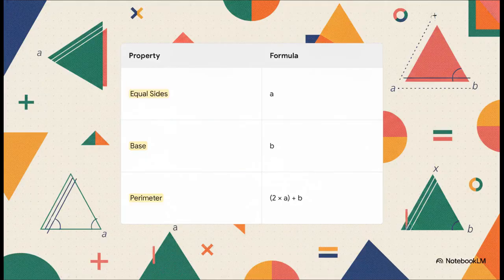Now, this unique structure completely changes how we do the math. We now have two different measurements to play with. We have A for the two equal sides and B for the base. So its perimeter becomes 2 times A plus B. It's a super clear example of how the geometry of a shape directly tells us what kind of math we need to use to describe it.